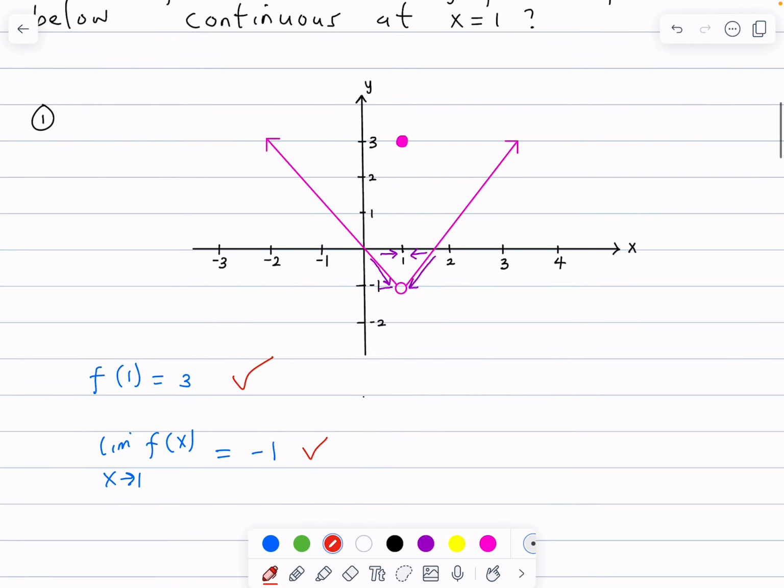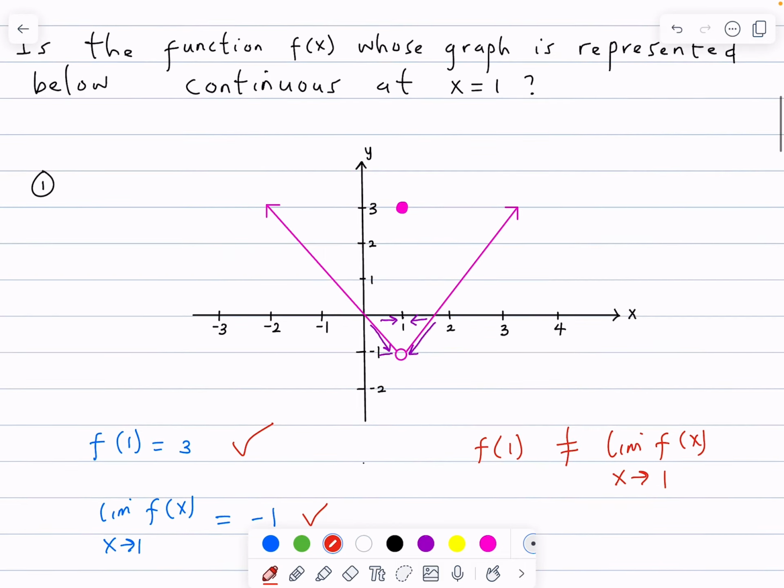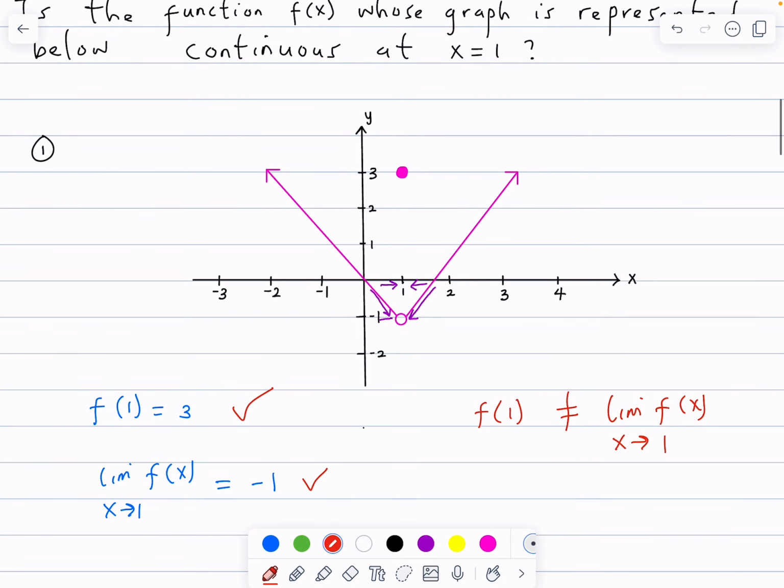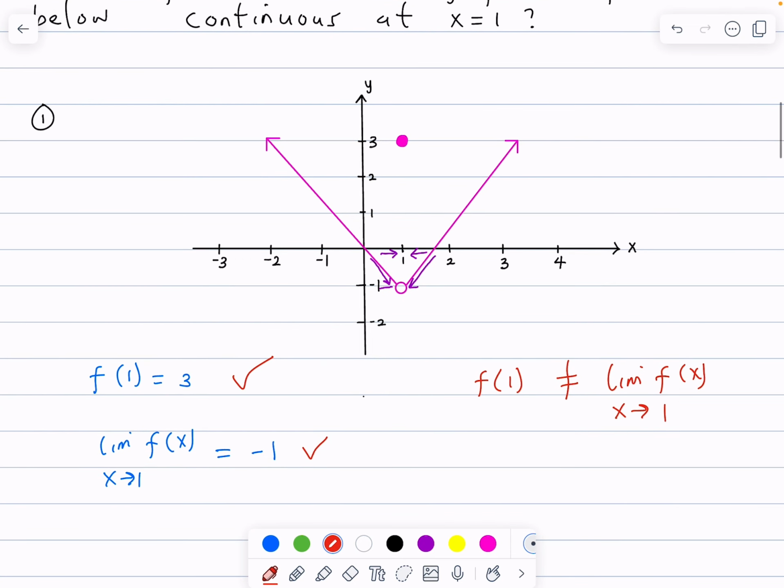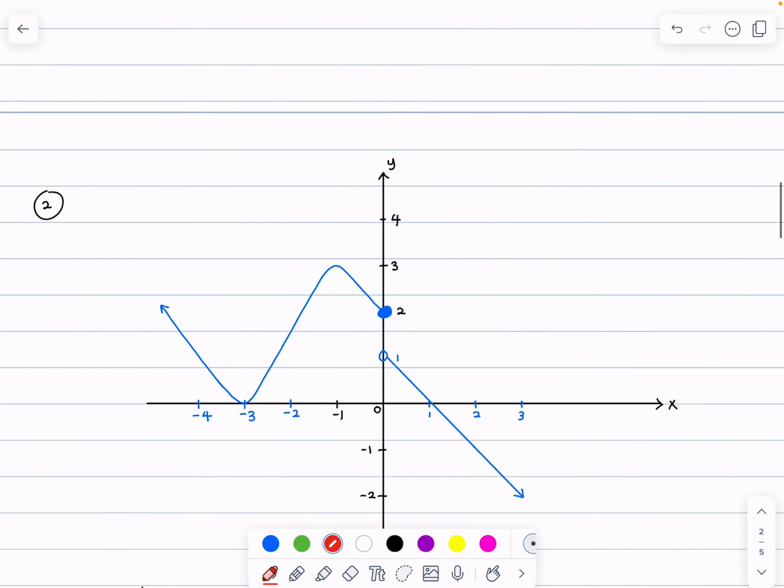So that means f of 1 is not equal to the limit of f of x as x approaches 1. So that means the function is not continuous at x is equal to 1, because f of 1 is not equal to the limit of f of x as x approaches 1. So that's it. Okay, now let's take this other example.